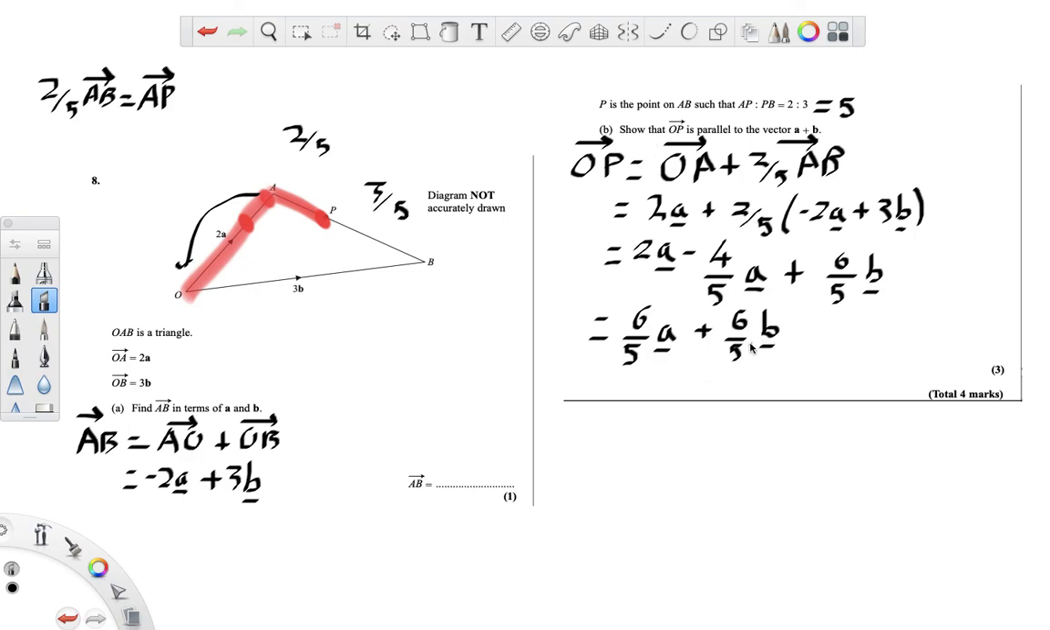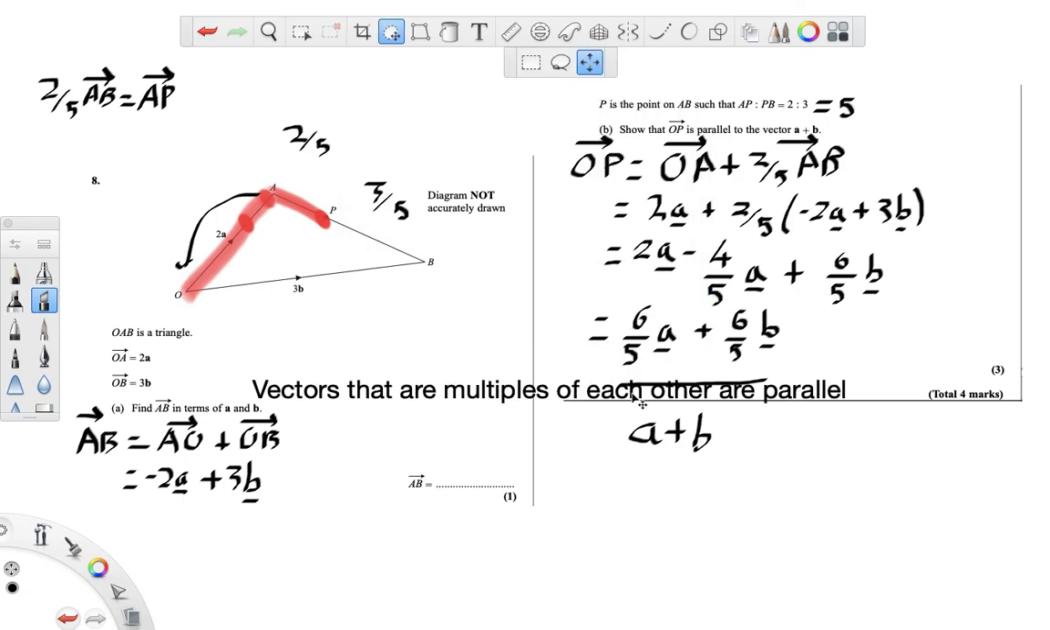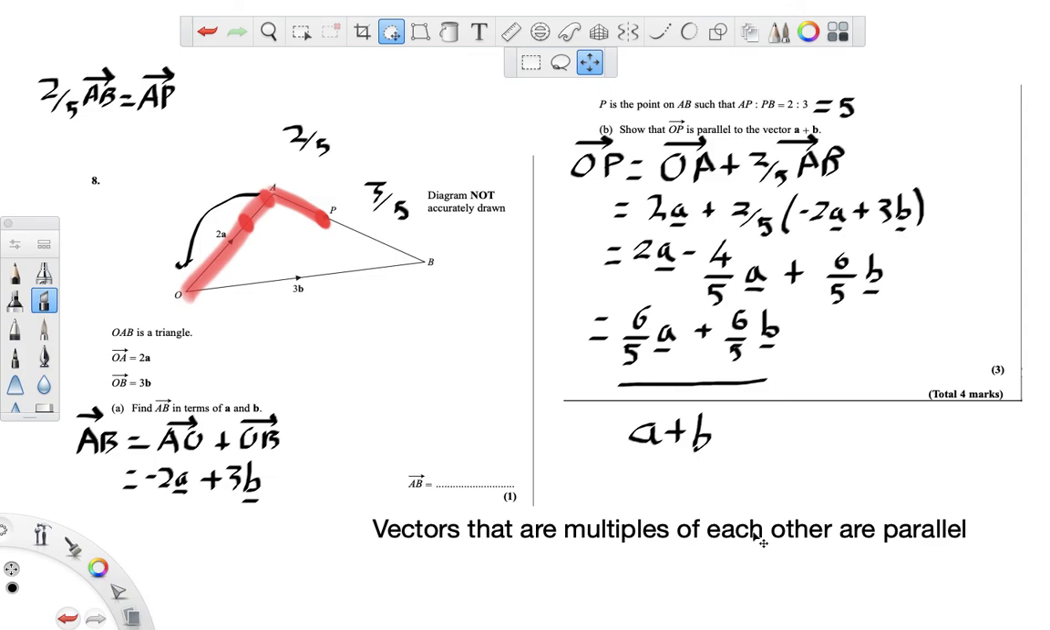And then it says, show that OP is parallel to the vector A plus B. So we want to show that this, what we've just worked out, is parallel to A plus B. From the last part of the video, what you should remember is that vectors that are multiples of each other are parallel. So I'll just write that there. Vectors that are multiples of each other are parallel.